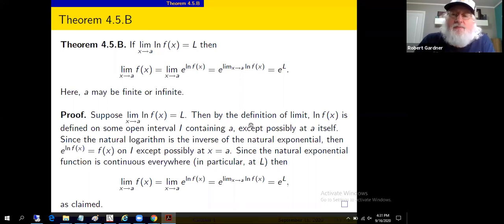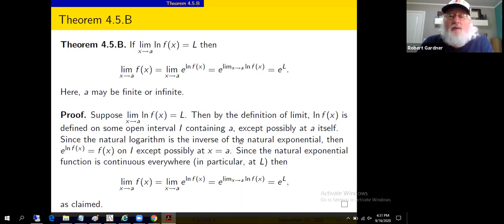All right, by the definition of limit, natural log of f of x is defined on some open interval I containing point a except possibly at a itself. By saying the limit exists, you're saying that. Remember, very early chapter 2 stuff, definition of limit, formal definition of limit.